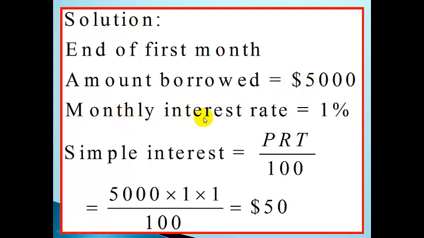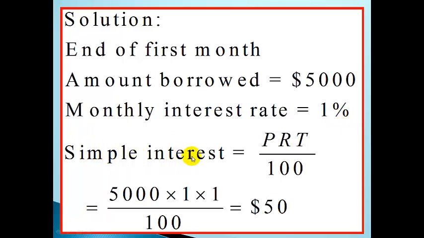So the monthly interest rate will be 1%. Why is it 1%? Because the yearly interest rate was 12%, and because we have 12 months in a year, when we divide 12 by 12, we have 1% to be the interest rate per month. So the monthly interest rate is equal to 1%.